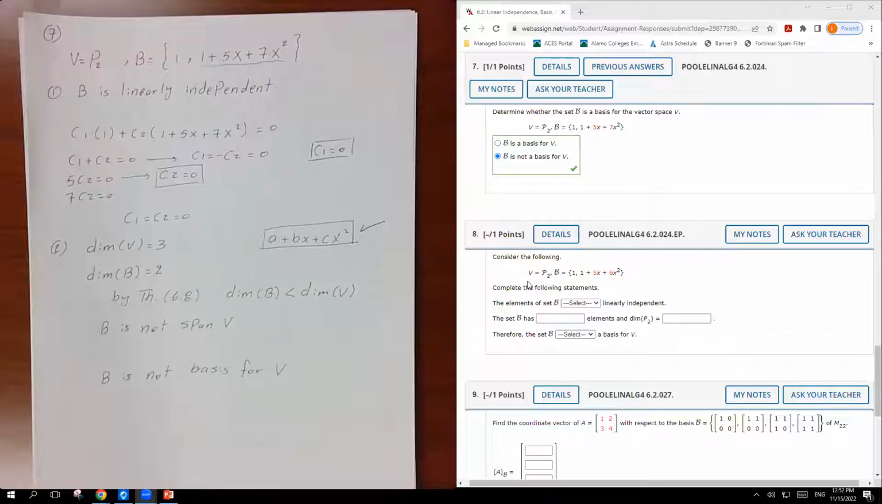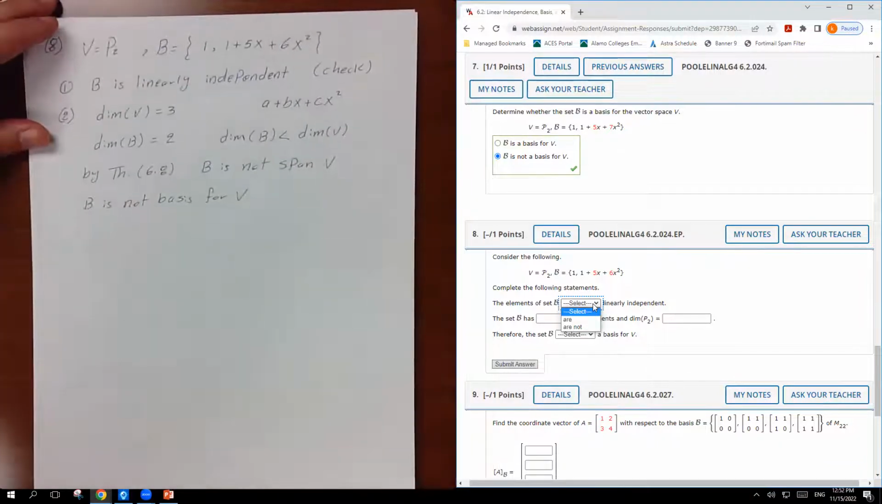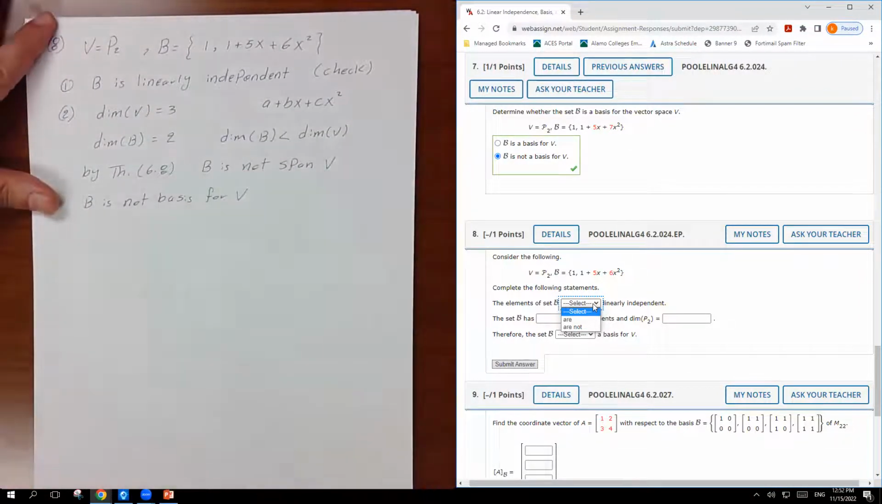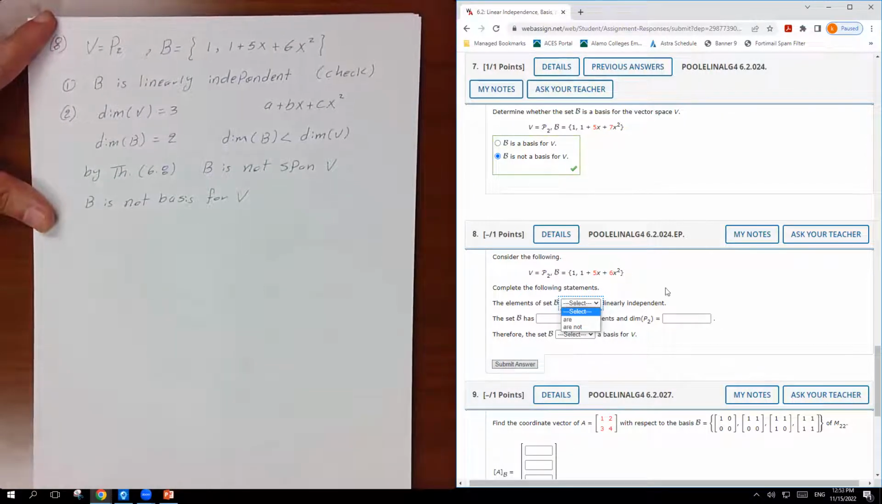For number 8, we're going to do the same thing. We have V, all the polynomials with degree 2, and B equal to 1 and 1 plus 5x plus 6x squared. So let's check this one. The first thing, we need to find whether the set B is linearly independent. You're going to check that, yes or no. You can do exactly the same thing as in this example to check if it's linearly independent or not. And I think this one, yes, it's linearly dependent. Check that.